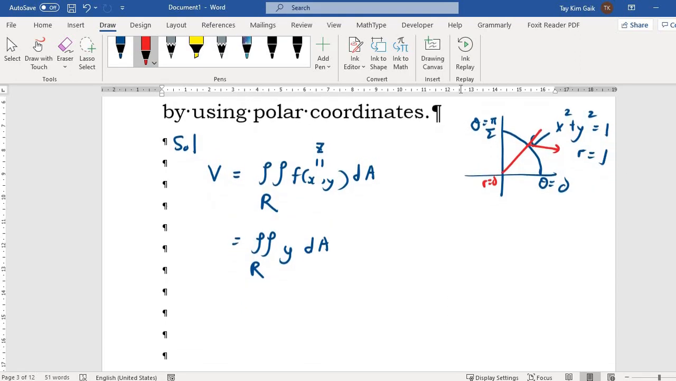Since the region R is circular, we use polar coordinates. So y is r sin theta, and dA is r dr d theta. Then r in this case goes from 0 up to 1, and theta from 0 up to pi over 2.